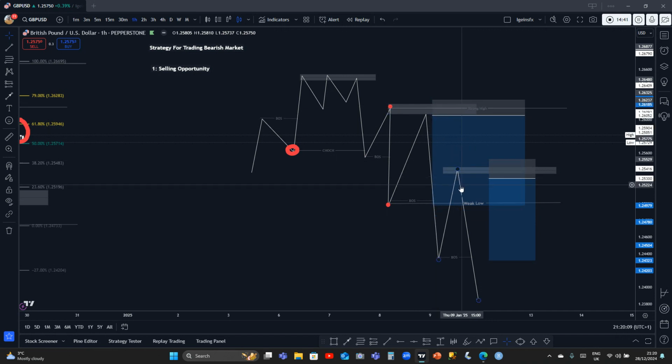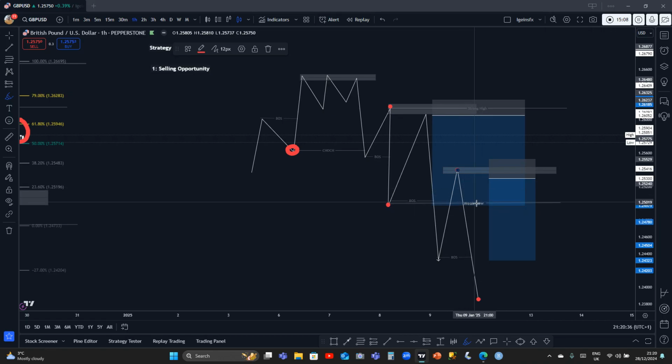Once price pushes and takes out this low, you wait again for price to retrace. Once price pushes to the downside and creates another low, this is a high, he has created another low, you wait for it to retrace again.